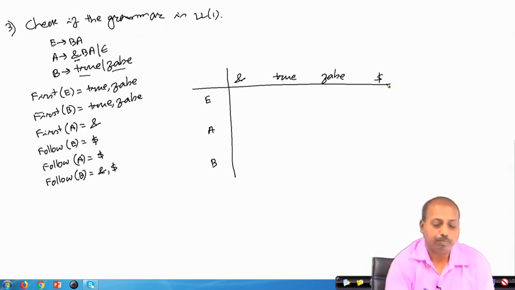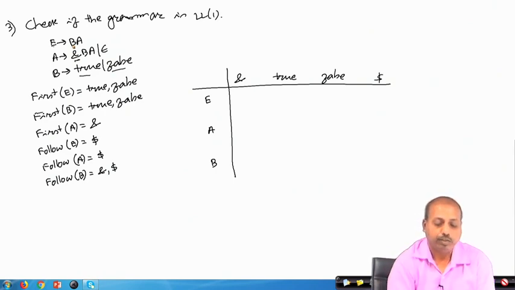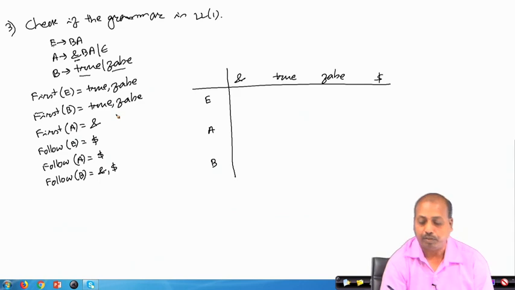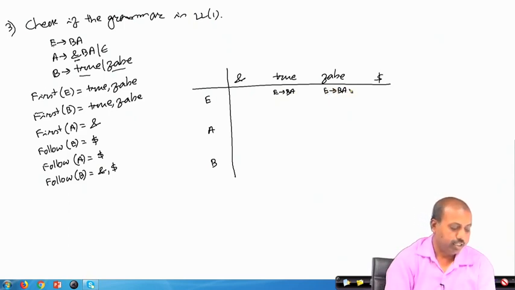Now, this first rule tells me that whatever is in first of B, there I have to add E producing B A. So, first of B contains true and false. So, there I should add E producing B A, E producing B A. So, they are added.